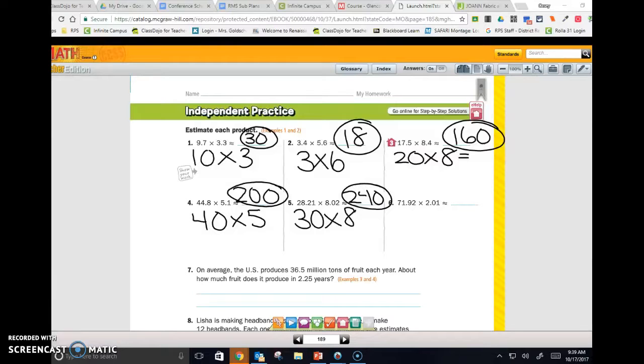70. You change the 71 into 70. We're going to change it to 70. And what are we going to do with this 2.01? You're going to change it into a 2. Okay, so we get 140.